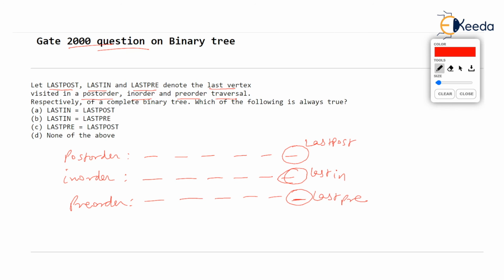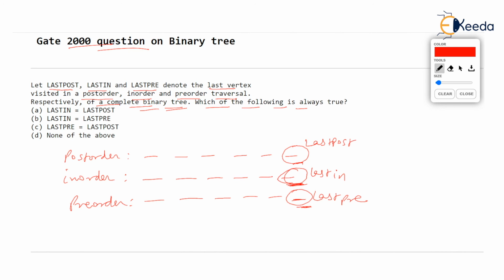Now they are asking, respectively, of a complete binary tree. Again, complete binary tree has been asked. Which of the following is always true? Option A: last in is equal to last post. That means the last value of the in-order is always the same as the last value of the post order. Option B is last in is equal to last pre. That means the last value of the in-order is the same as the last value of the pre-order, and so on. And option D is none of the above.